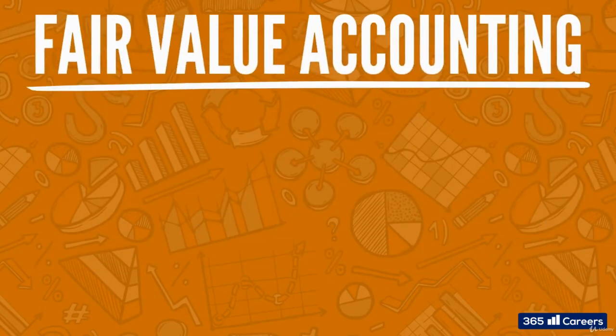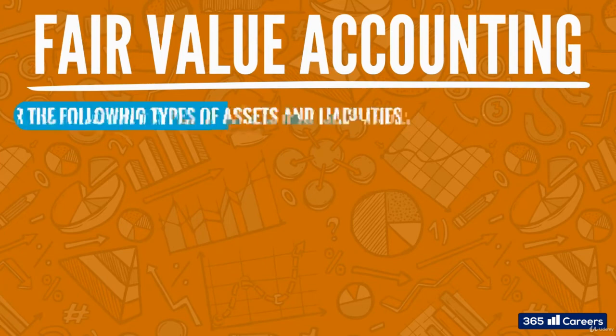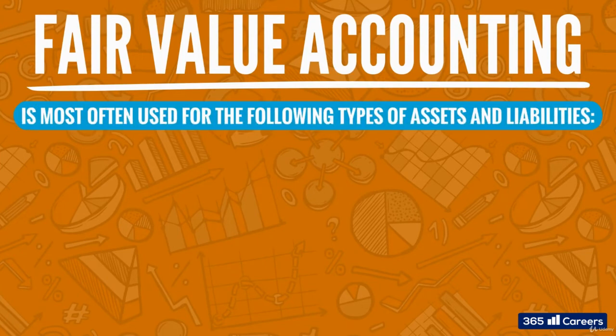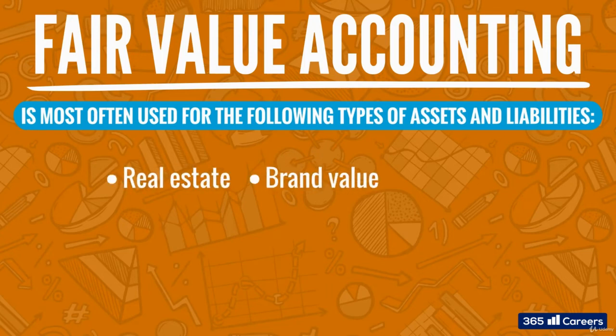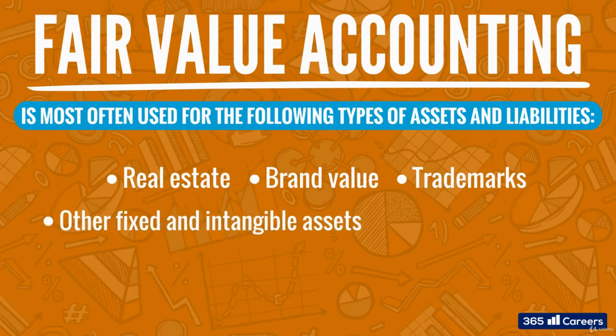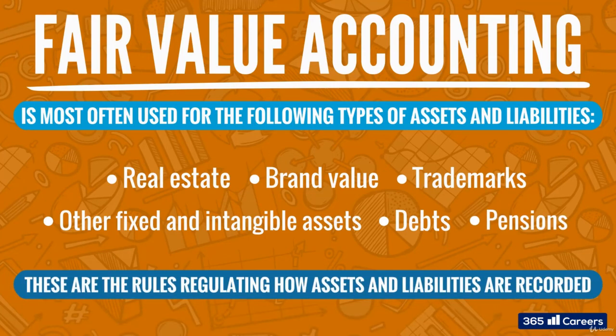Fair value accounting is not allowed for all categories of assets and liabilities. It is most often used for the following types of assets and liabilities: real estate, brand value, trademarks, other fixed and intangible assets, debts, pensions. These are the rules regulating how assets and liabilities are recorded in a company's balance sheet.